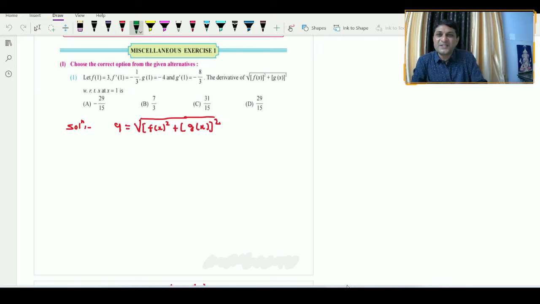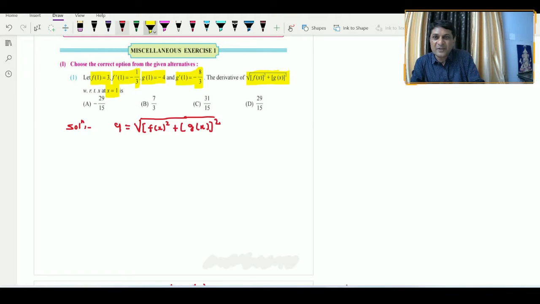Now see in the first example, what are the given conditions? It is given to us that f of 1 is equal to 3, f dash of 1 is equal to minus 1 by 3, g of 1 is equal to minus 4 and g dash of 1 is equal to minus 8 by 3. And the question is to find out the derivative of this function, under root square of f of x plus square of g of x, at x is equals to 1. So we have considered this function.